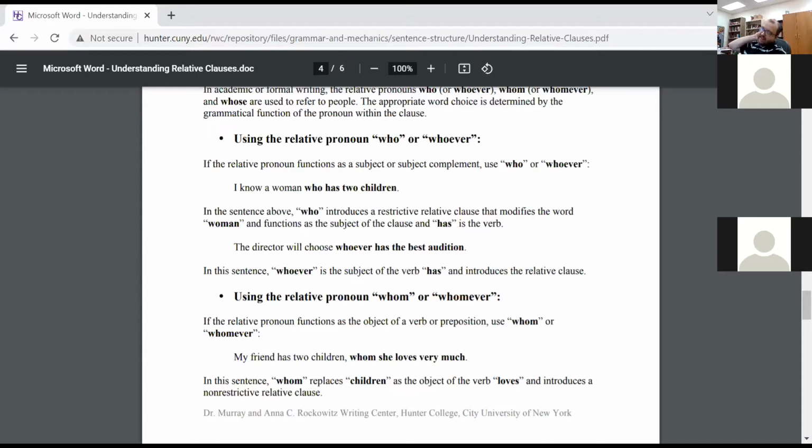So again, this is a case where if you use who, it doesn't sound wrong when it rolls off the tongue. "My friend has 2 children who she loves very much." It doesn't sound wrong, but technically it is. You're supposed to use whom whenever it's information that you can omit from the sentence.